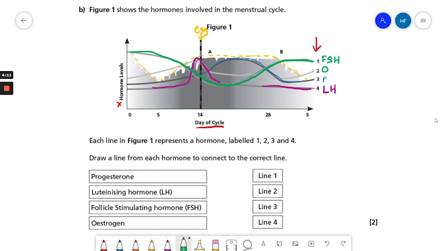So now I just need to put in my answer. So we've said that progesterone is line 3. And remember, up here it says draw a line. So we must do only one line. And then we said luteinizing hormone was line 4. We said follicle stimulating hormone was line 1. And then that leaves estrogen being line 2. And so you would get 2 marks for having all of those correct.